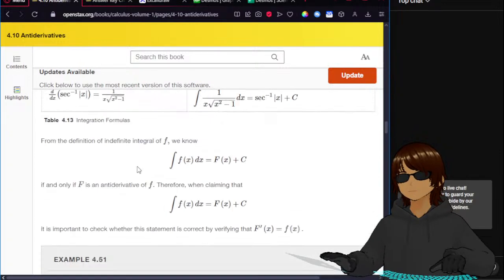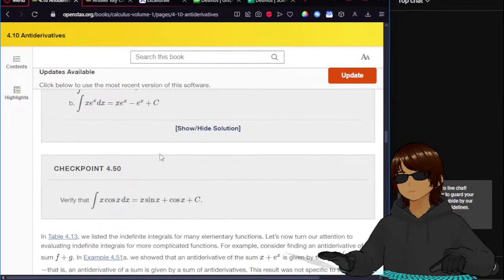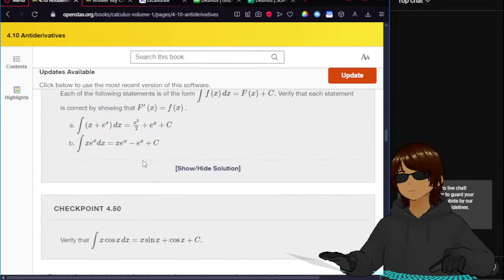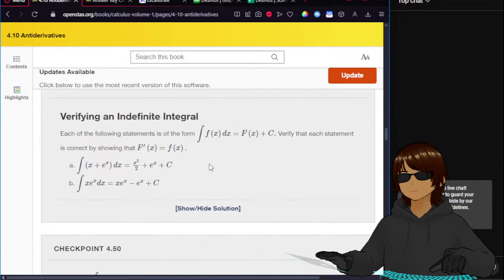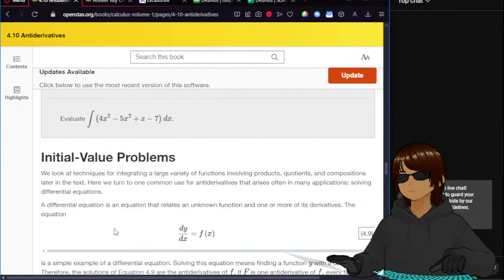Okay, so thus far we know that it's reverse. Properties of indefinite integrals. Okay, we can separate it. Sums and differences. Constant multiple.